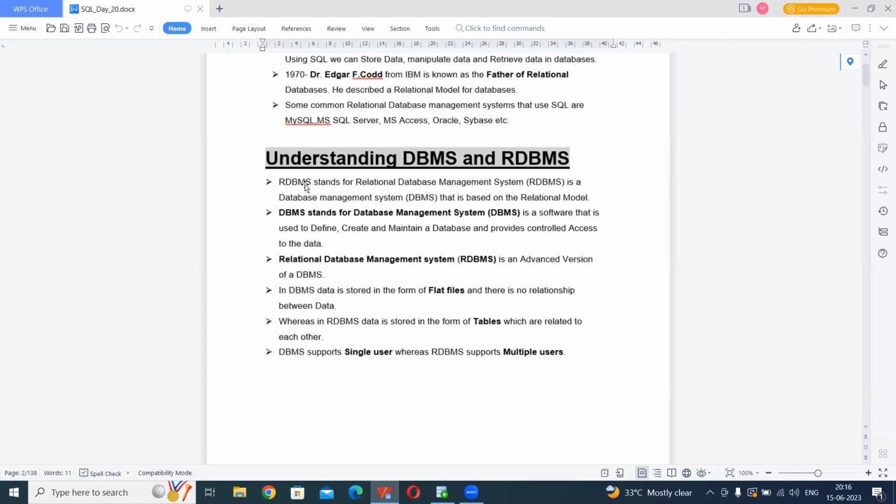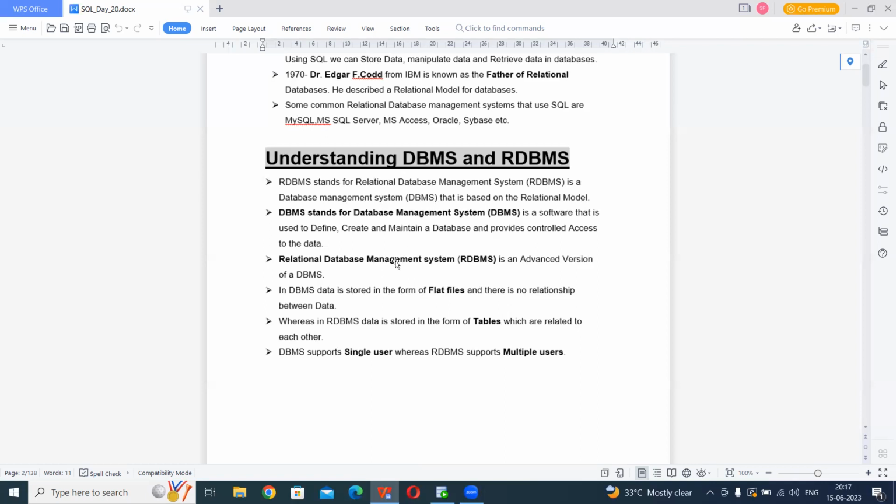Whenever I say it is based upon the relational model, I mean I have my data in the form of tables. If we have data in the form of tables, then only we can call it a relational model. And DBMS stands for Database Management System, a software that is used to define, create, and maintain a database and provides controlled access to the data. So simply guys, DBMS is a basic version and RDBMS is an advanced version.